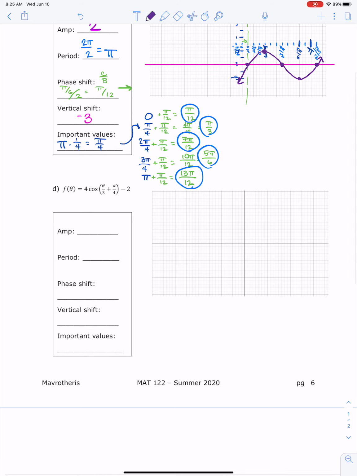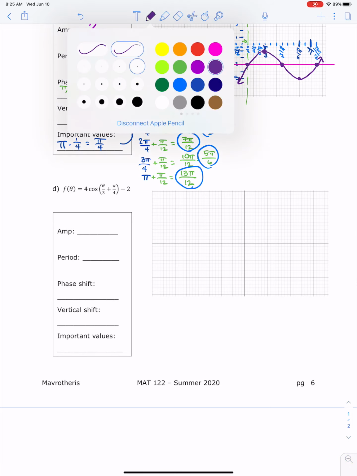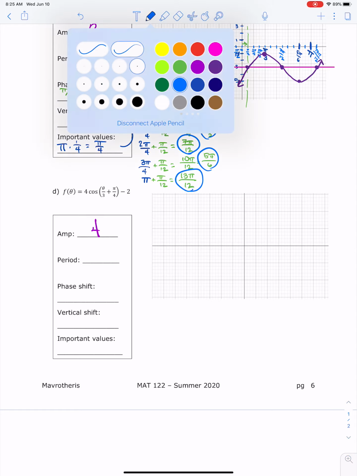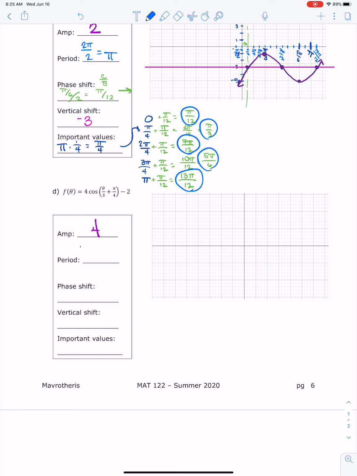Okay, D. So again, we have an amplitude of 4. Again, it's positive, so we're going to go up first. Our period is 2 pi over 1 over 3. So we're going to have a period of 6 pi.